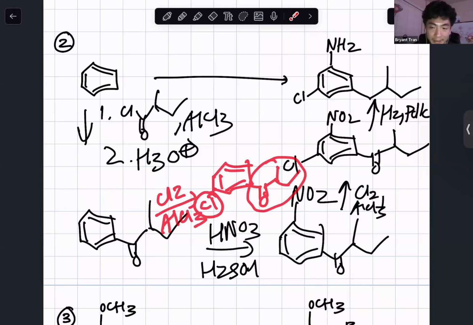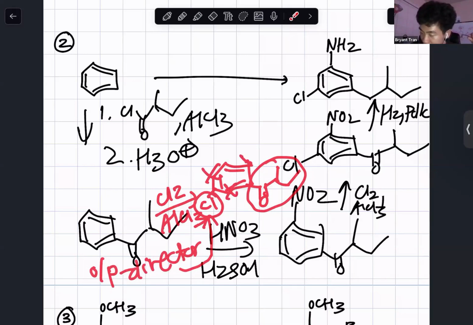So if we are comparing two EWGs to each other, do we want to choose the weaker EWG or the stronger EWG? We want to choose the weaker EWG. So my directing group here is the chlorine because that's the weak EWG. And this chlorine here is an exception. It's not a meta director. It's an ortho para director. So if I X the ortho and para positions, those will be the positions where the NO2 is not going to be in any of these positions. So that's why we got to do nitration first before chlorination.